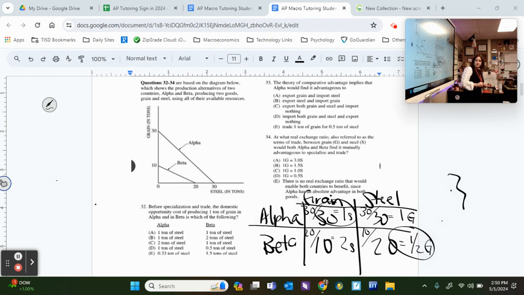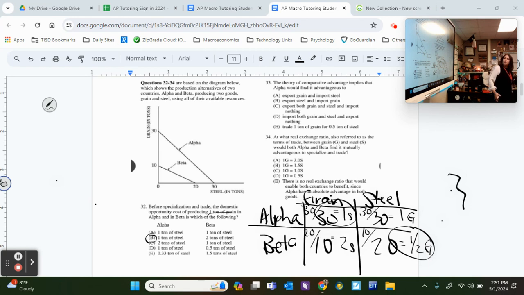On number 32, it says before specialization and trade, the domestic opportunity costs of producing 1 ton of grain in alpha and beta are which of the following. So I go to the grain column. For alpha, it costs 1 steel, and for beta, it costs 2 steels, because that represents cost. So for alpha, 1 ton, and for beta, 2 tons. So it's going to be B as in boy on that question.